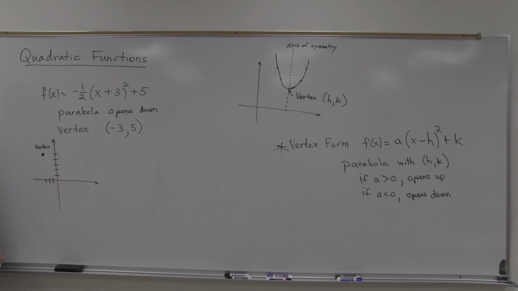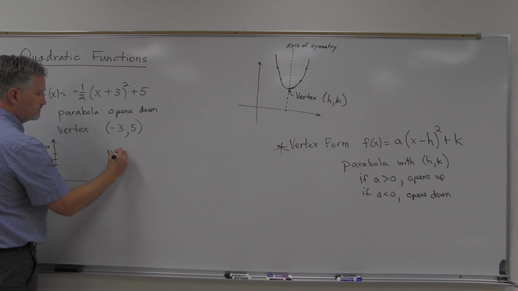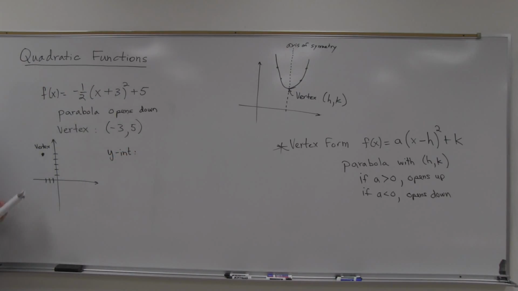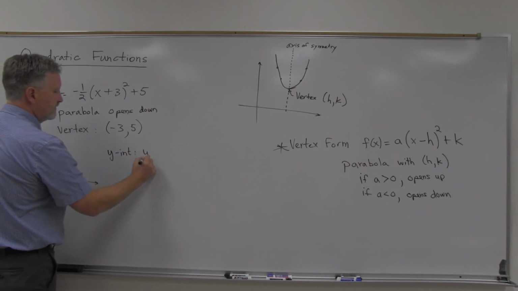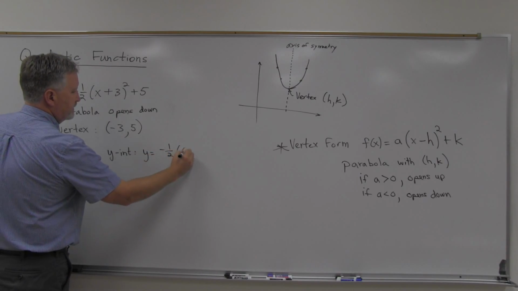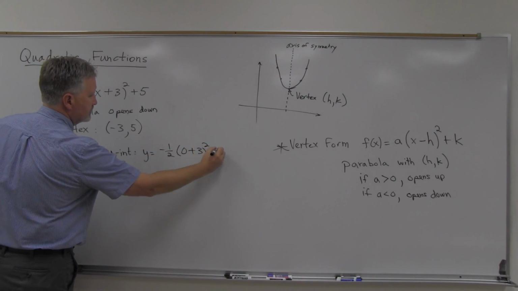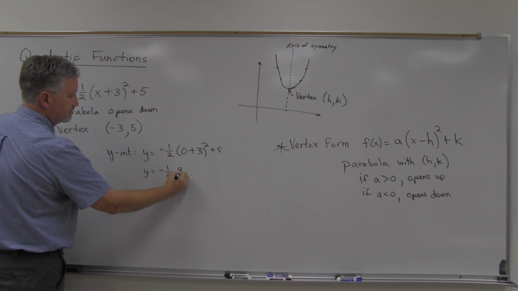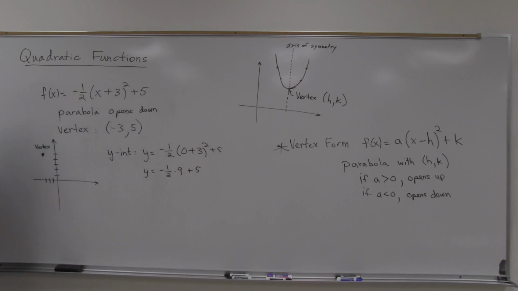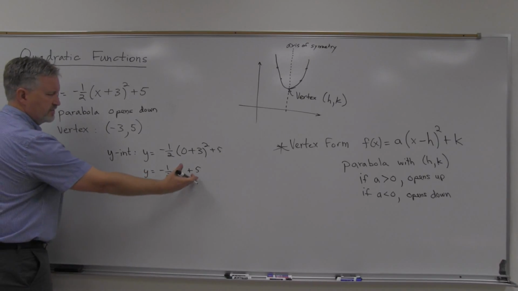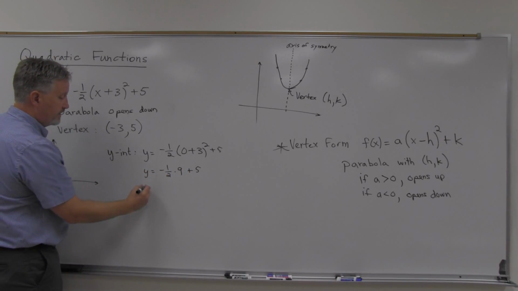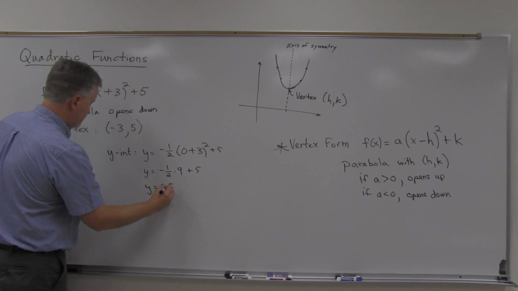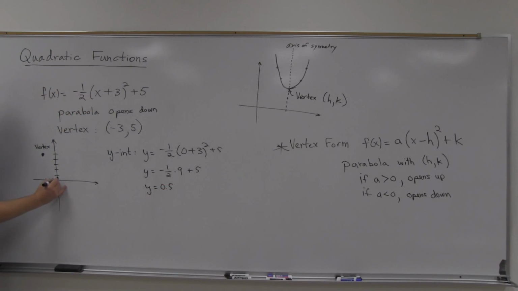Like I said, the other thing I'll have you do graph-wise here is the y-intercept, because it's not too bad to get, usually. Make x 0. So we got negative 1/2 times 9. What does that make it? That'd be negative 4.5, so plus 5 would be 0.5, or half. So the y-intercept's 0.5. So it's going to cross the y-axis at 0.5.